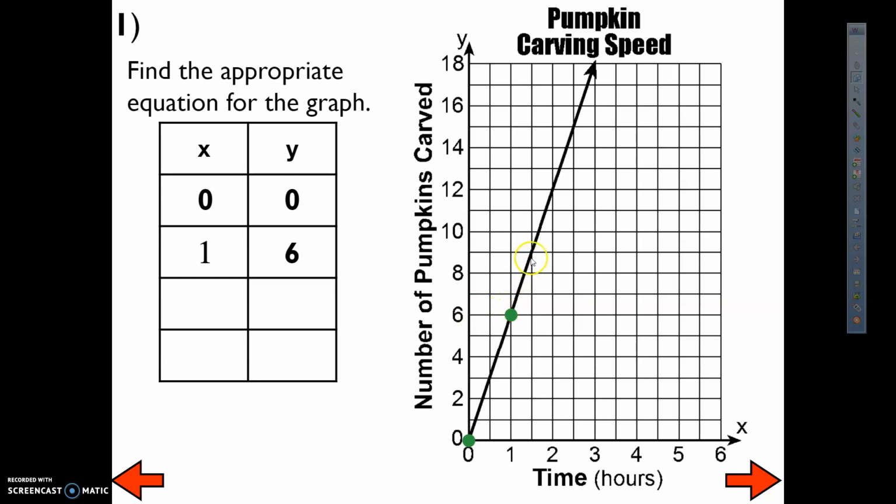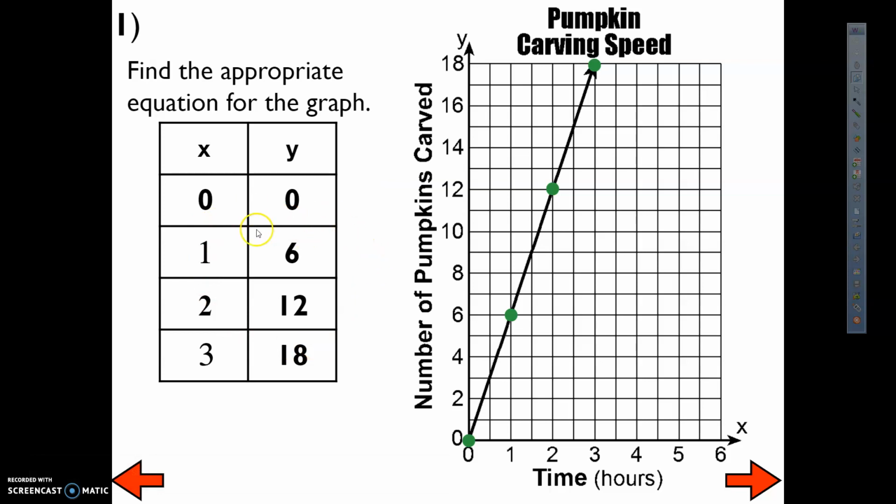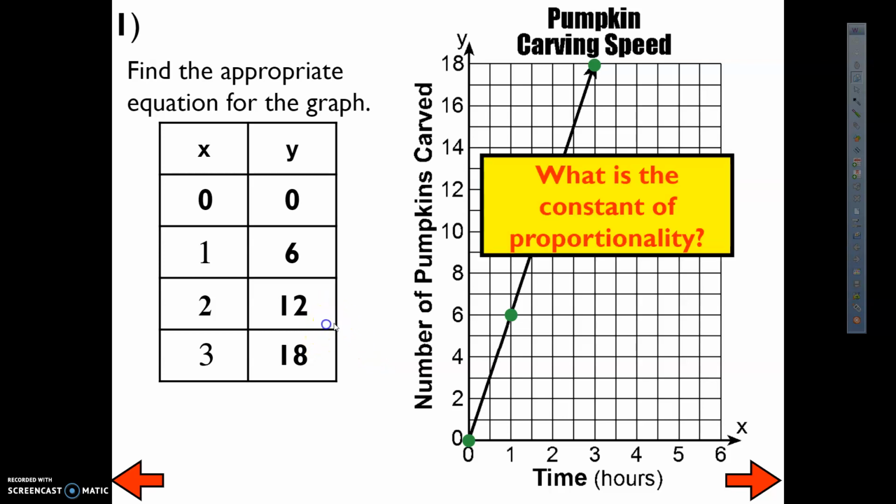If I continue looking, this one looks like 1.5, and then here's another one at a whole number that's at 2. 2 hours was 12 pumpkins. And then another one would be at 3. 3 hours is 18 pumpkins. And so now we should be able to look at the pattern of numbers to come up with an equation. Remember, we want to try to find the constant of variation, the constant of proportionality. So what is that here?